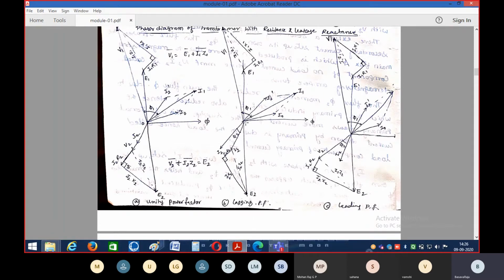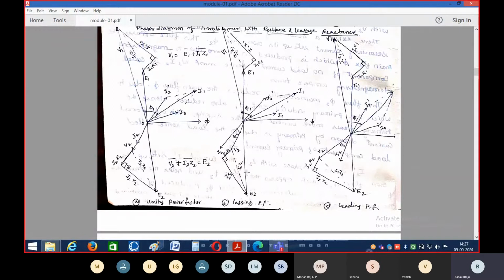Okay, same here also we will take the flux as the reference phase. This is flux. Similarly, first we will draw I0. This is no load current I0. With respect to flux, the primary and secondary induced voltages are always 90 degrees out of phase. So this is E2 we have represented.